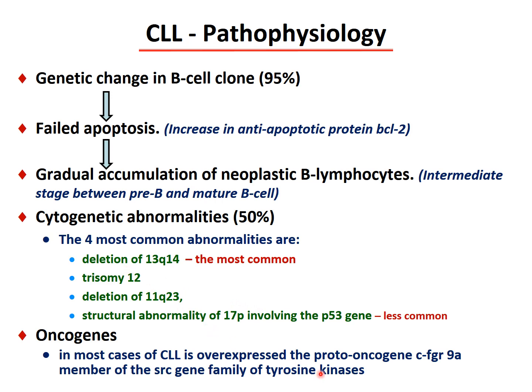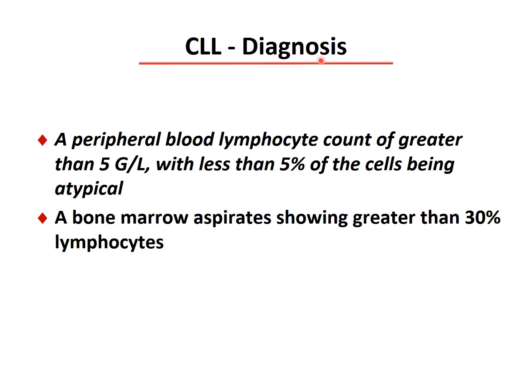How do we make the diagnosis? Very simple. We diagnose in a peripheral smear an absolute increase of the lymphocyte count. That's it. Later on, in the bone marrow, we do have more than 30% lymphocytes. Normally, we have less than 10% lymphocytes in the bone marrow. And these lymphocytes are not normal lymphocytes, all right? So basically, about 5% of the lymphocytes are atypical lymphocytes.